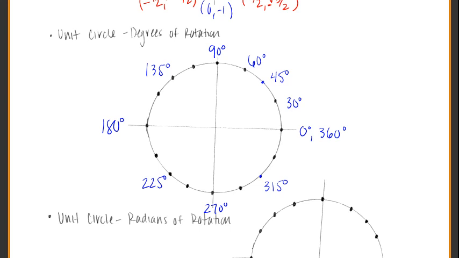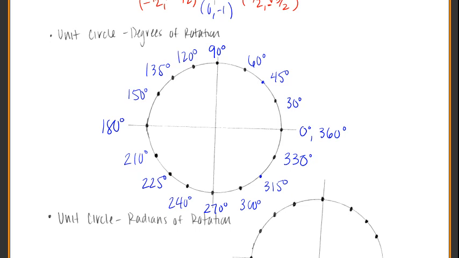So 90 plus 30 is 120. Plus 30 is 150. And plus 30 is 180. 180 plus 30 is 210. Plus 30 is 240. Then 270. Then 300, 330, and 360.